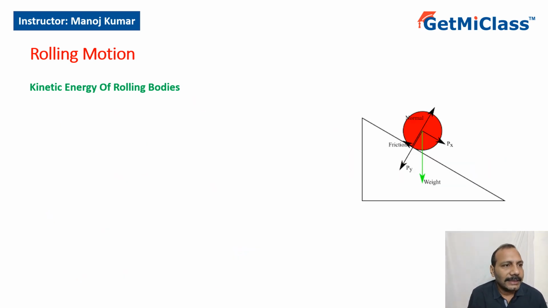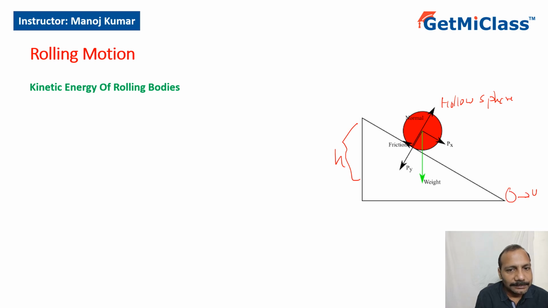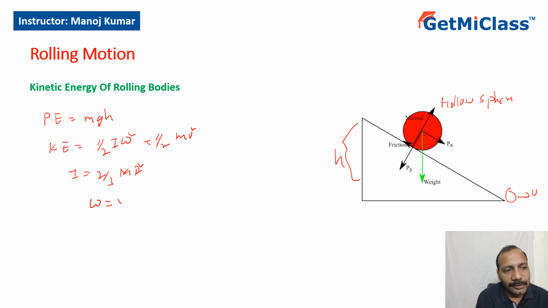Now let's look at the energy conversion that takes place when a body rolls down an inclined plane. Let me assume that this is a hollow sphere rolling down an inclined plane of height h. I need to find the speed with which it reaches the bottom. What is the total potential energy if initially it is at rest? Initial potential energy is mgh. Now what is kinetic energy when it reaches the bottom? It is half I omega square plus half mv square. I for a hollow sphere is 2 by 3 mr square, and omega for pure rolling is V by R.